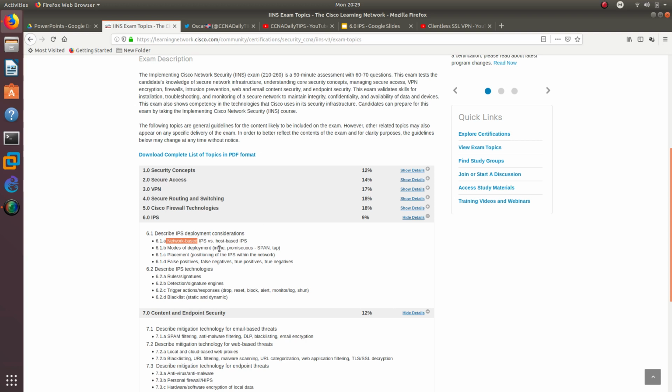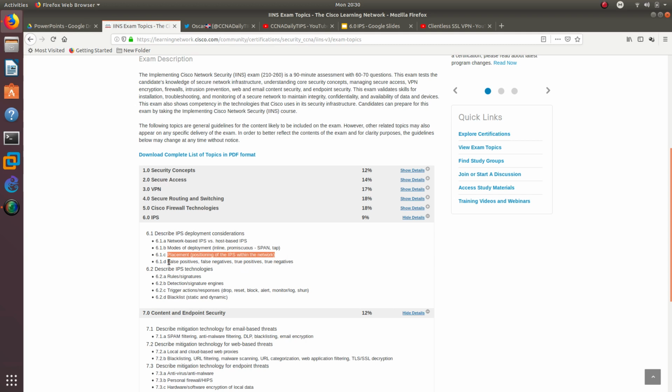The modes of deployment we went into: inline is when they tap in the network line and a copy is sent to the IPS module and they inspect it. SPAN is just a software-based snooping, and TAP is a hardware-based snooping. The placement, we went over the placement and how they are positioned. We went over a couple of pictures.